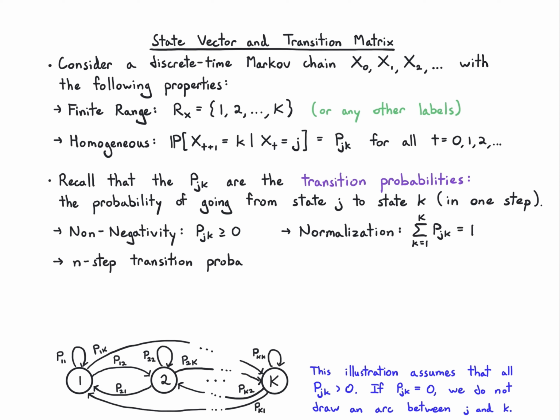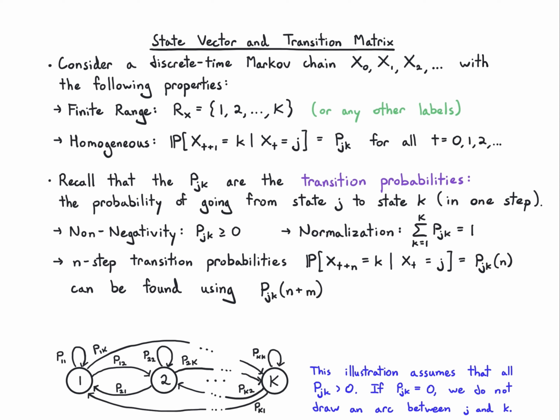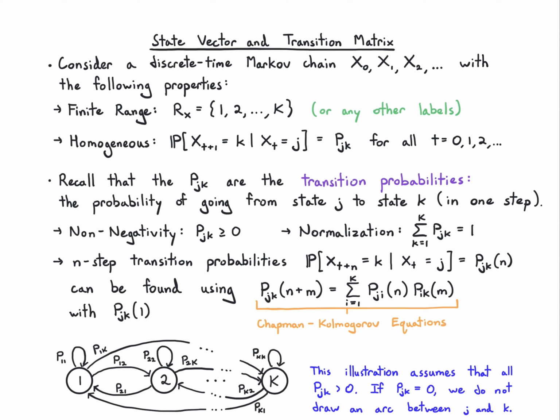We also have the n-step transition probabilities, which are the probabilities of going from state j to state k in exactly n steps. That's pjk of n. And we learned in a previous video we can find these using the Chapman-Kolmogorov equations, summing this thing up from i equals 1 to k. So basically it's all the intermediate nodes i that you could go to and just adding up all of those possible paths' probabilities. Okay, and pjk of 1 here is just pjk.